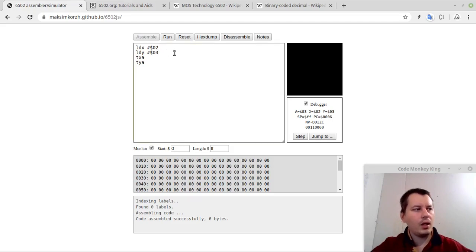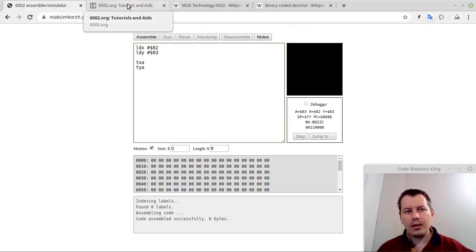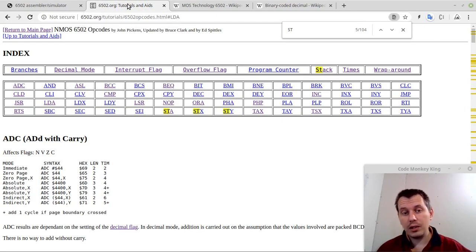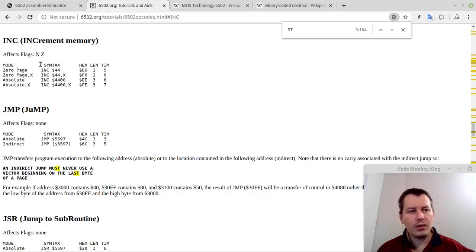Also, we can increment the values of X and Y registers, but unfortunately not the A register. But as far as the A register, we can perform the arithmetical operations. That's not the big deal really. So we have INX, INY, which stand for increment X, increment Y, and INC is interesting because it allows us to increment the memory, right? So let's have a look at the increments.